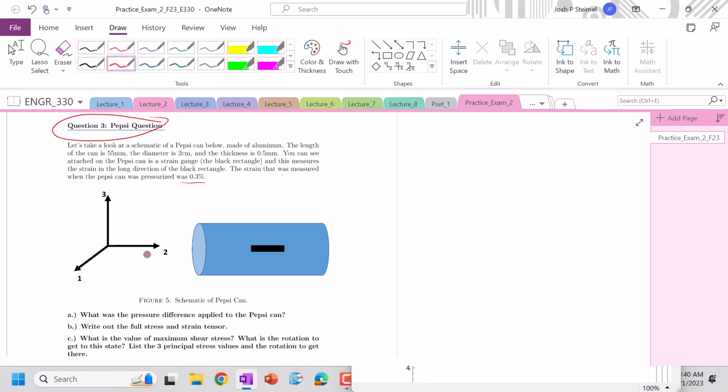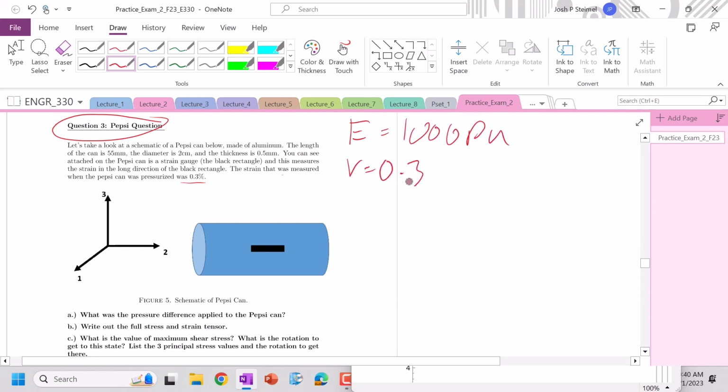But anyways, our material is aluminum, so our Young's modulus is 100 gigapascals. Our nu is equal to 0.3. We're given a radius and a thickness, so if we're thin-walled, our R over T must be greater than or equal to 10. And if that's true, then our stress tensor will be in the 2 direction, it's longitudinal. You could pick 1 or 3, because again, we're looking at the hoop direction. But if it were me, I would pick the 3, the hoop.